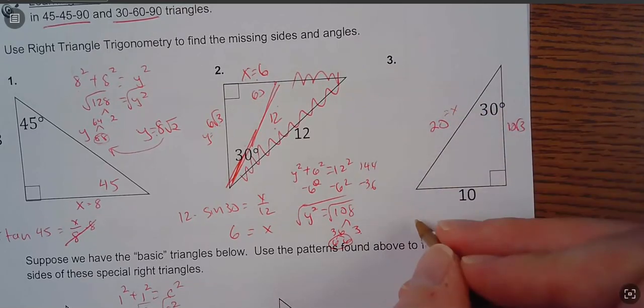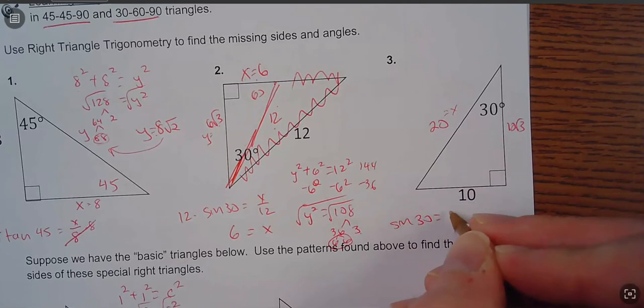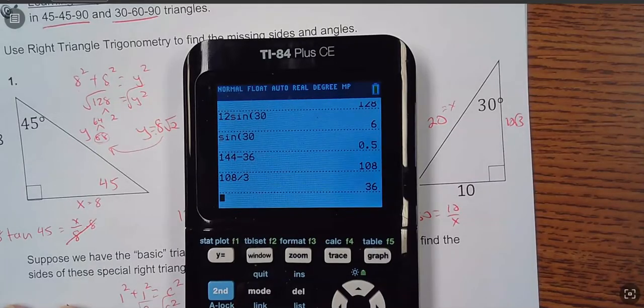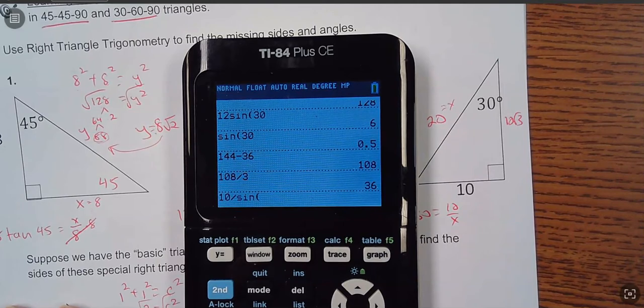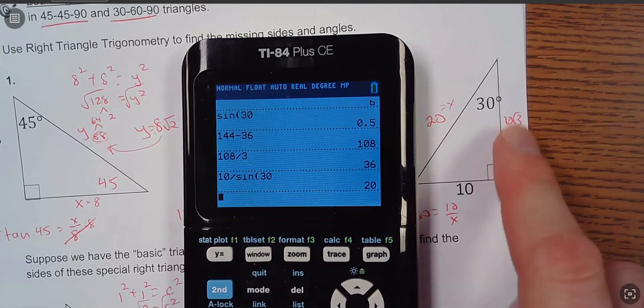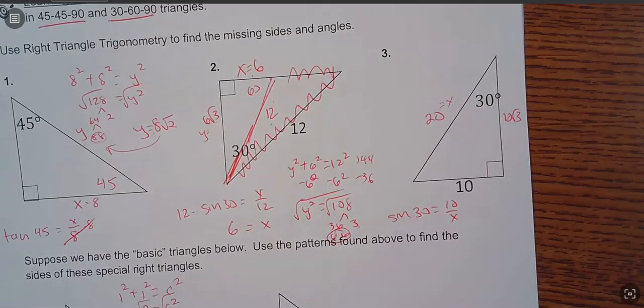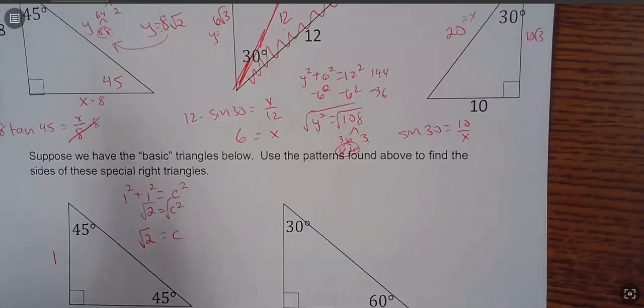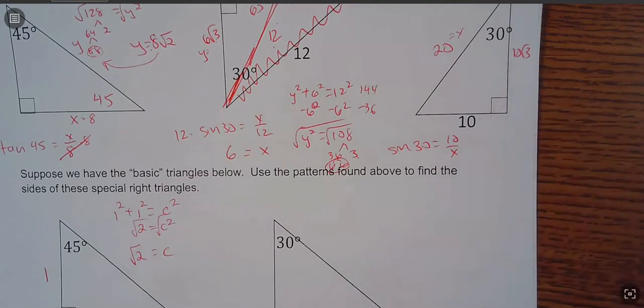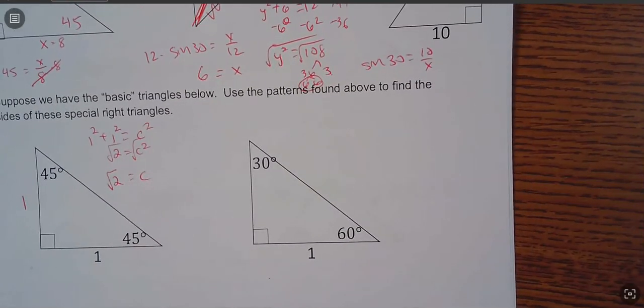So sine of 30 equals 10 over x. So I'm going to do 10 divided by sine 30. So 10 divided by sine 30, 20. That's what that equals. And we can do this, it will give us the decimal form of 10 radical 3. But the thing is, we want to memorize these because that's more exact. 10 radical 3 is much more exact than what the calculator will give me. The calculator is going to give you a decimal. Math Excel is going to want radicals in your answer. I'm going to want it on the quiz.